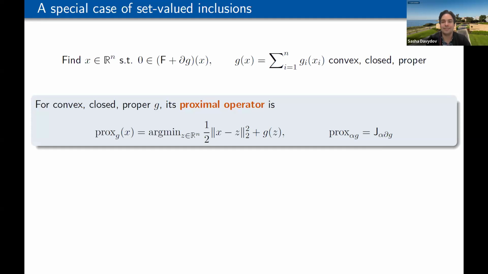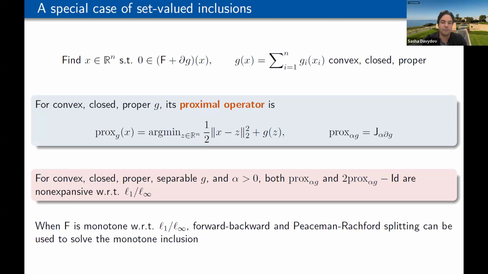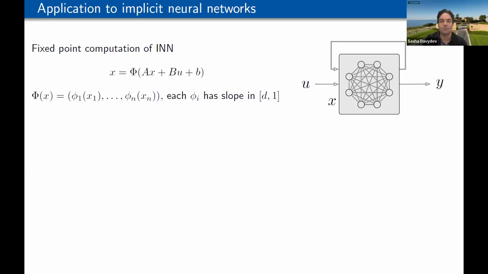This hints that we can look at the resolvent of partial G in terms of the prox, and then maybe say some properties about the prox in the case of non-Euclidean norms. The main result is that if you have a closed, convex, proper, and separable G in this way, and some parameter alpha greater than 0, then both the prox and the reflected resolvent version of the subdifferential are always non-expansive with respect to L1 and L infinity norms. This is a very nice result that directly lets us apply forward-backward splitting and Peaceman-Rachford splitting to this problem in order to find a zero of this set-valued inclusion, even when F is monotone with respect to an L1 or L infinity norm.